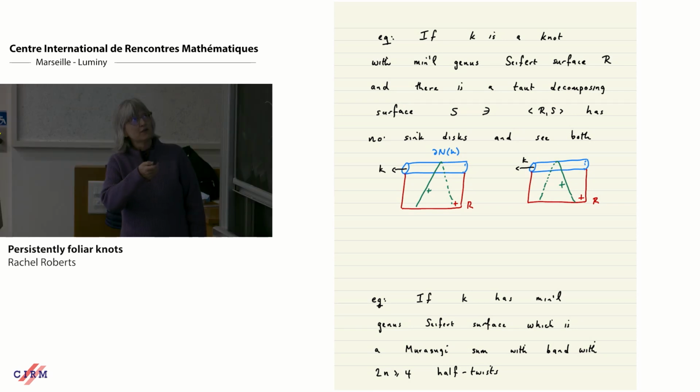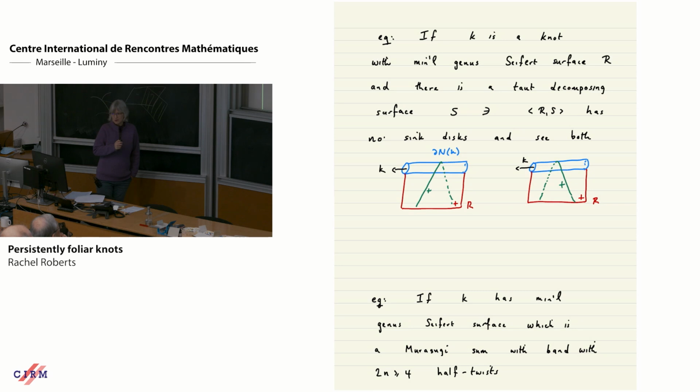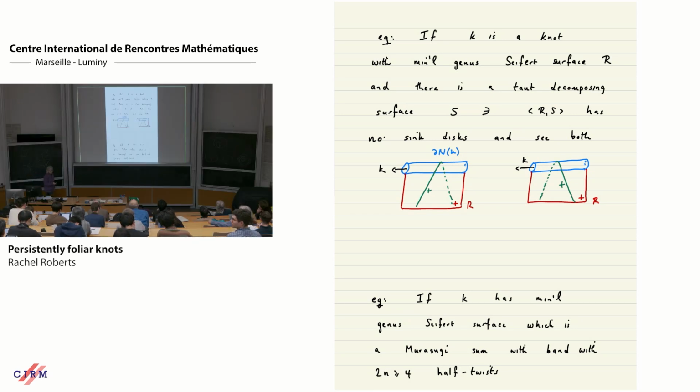Let me skip that top one because it's too busy and it's the end of the day and a lot of people in the room, including myself, have jet lag. But let's look at the bottom one because it's easy to say. I can ask myself, does K have a minimal genus Seifert surface which has some band with at least 4 half twists that I've summed in there? Or somewhere I see a minimal genus Seifert surface in a disk and there are enough twists. Then we can show that the knot has to be persistently foliar.